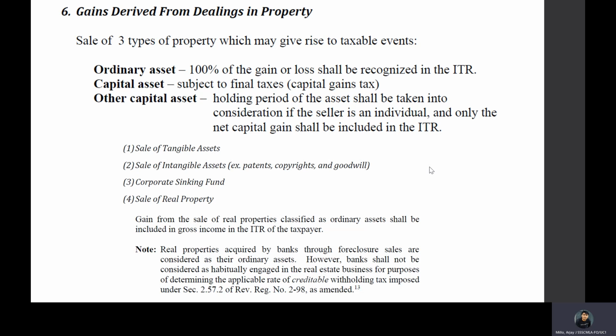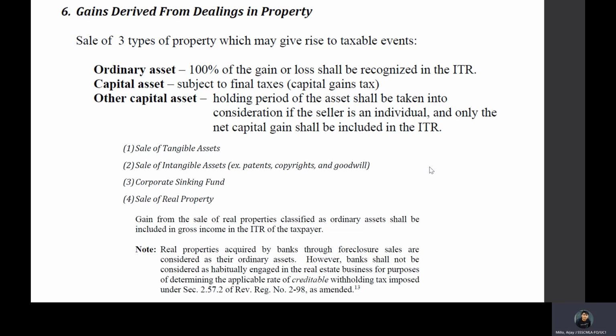And lastly, sale of real property, land, buildings, condominium units. So gain from sale of real properties classified as ordinary assets shall be included in the gross income in the ITR. So kailan ba mako-consider na ordinary asset yung mga real properties na to? Of course, if you're a real estate industry, no, like Ayala Land, since yun yung normal inventory nila.